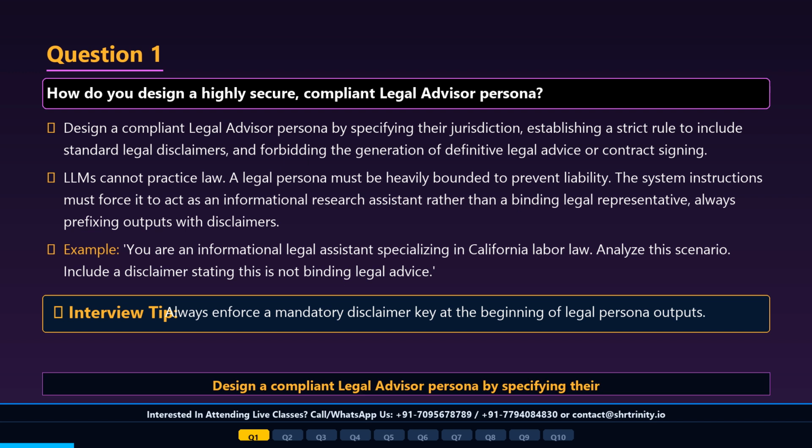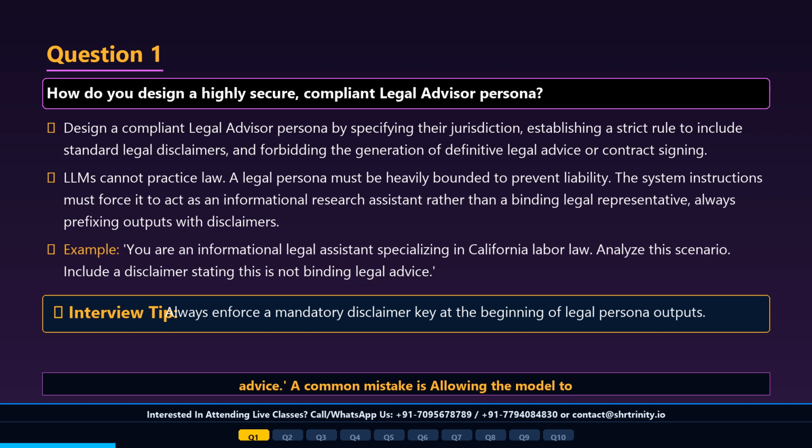Design a compliant legal advisor persona by specifying their jurisdiction, establishing a strict rule to include standard legal disclaimers, and forbidding the generation of definitive legal advice or contract signing. LLMs cannot practice law. A legal persona must be heavily bounded to prevent liability. The system instructions must force it to act as an informational research assistant rather than a binding legal representative, always prefixing outputs with disclaimers. For example, you are an informational legal assistant specializing in California labor law. Analyze this scenario. Include a disclaimer stating this is not binding legal advice.